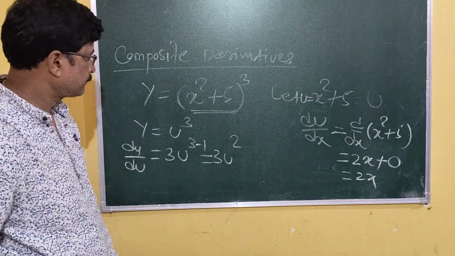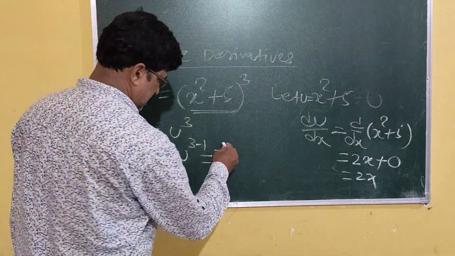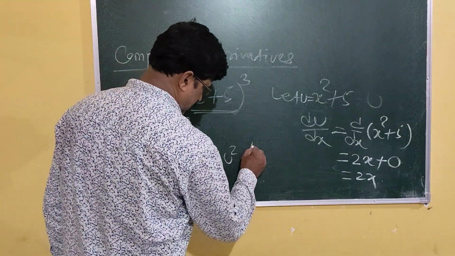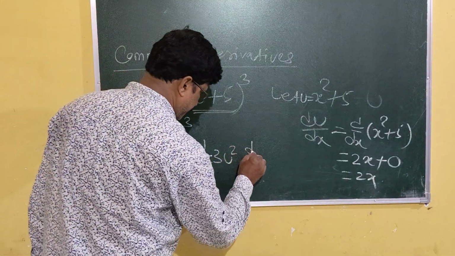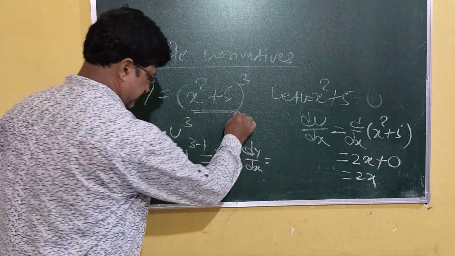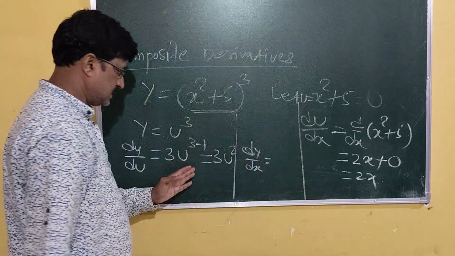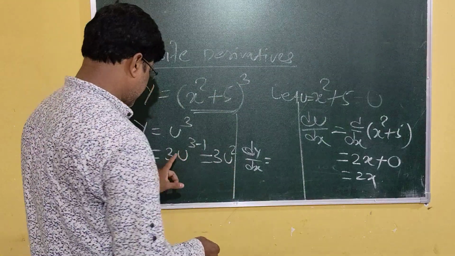Okay, now I am taking this one. How can we solve this dy by dx? Dy by dx is equal to, see, this is a solution, this is another solution. For your understanding, I am writing this one.